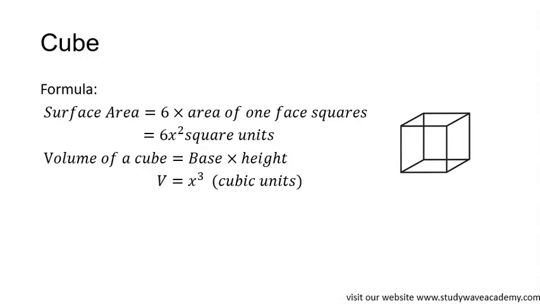Then the volume of a cube: to get the volume of a cube, the formula is base times height, which can be simplified as x raised to the power 3, in cube units. This means that whatever metric unit is used in the measurement has to be in cube. If it's centimeter, it has to be centimeter cube. So we're going to be looking at some examples to help us understand better.